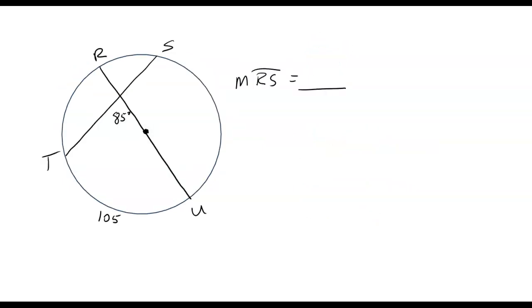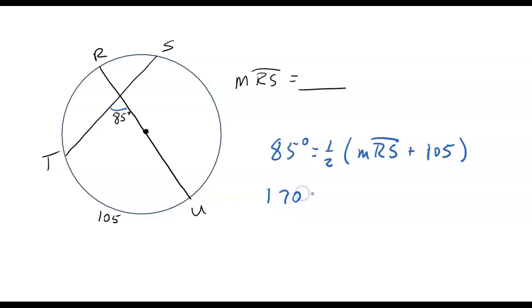Here we've got an angle formed by two chords. It's inside the circle, so we're going to do half the sum. So 85 degrees is half of the measure of arc RS plus 105. Multiply by 2, and we get 170 equals the measure of arc RS plus 105. Subtract 105, 65 equals the measure of arc RS.